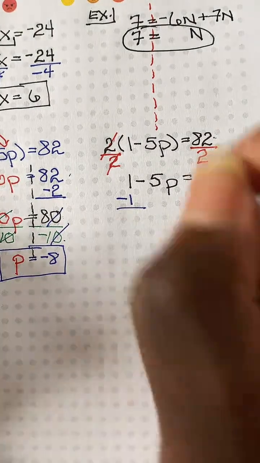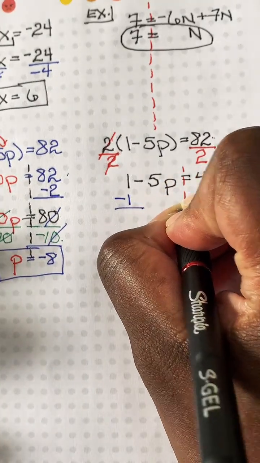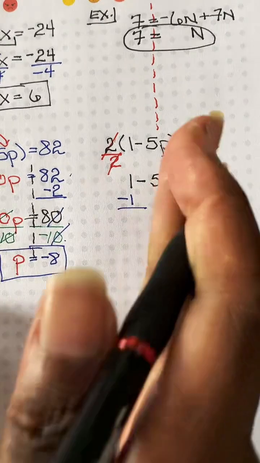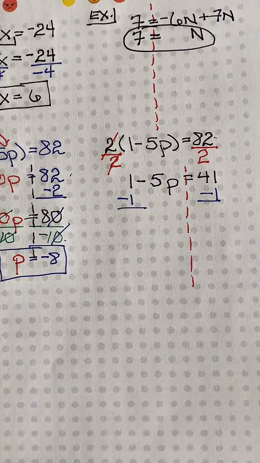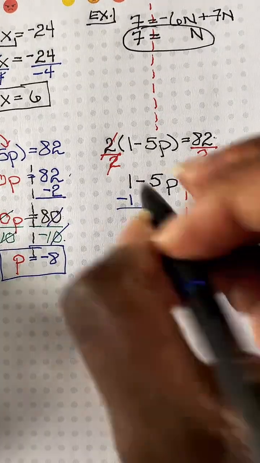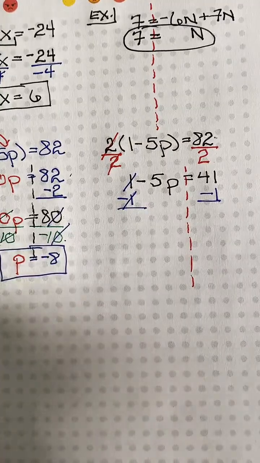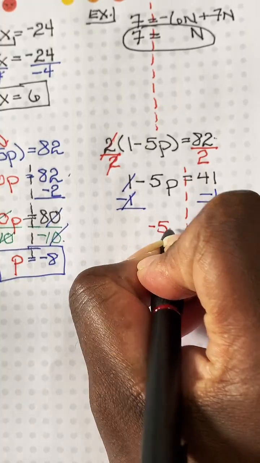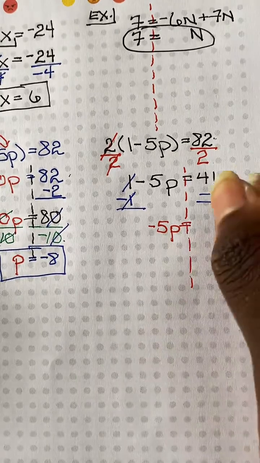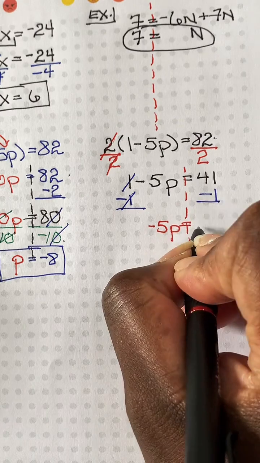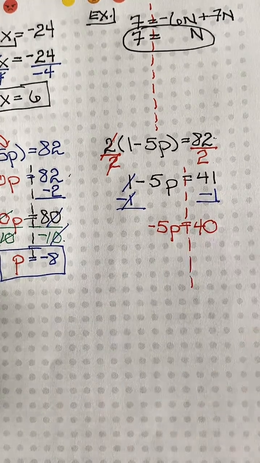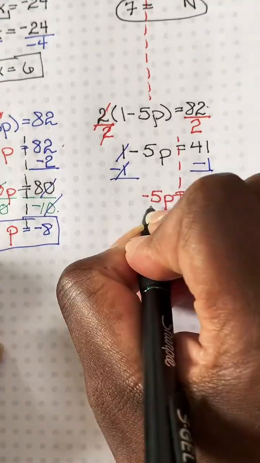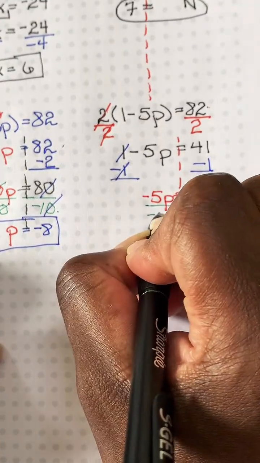And the reason why I'm talking about sides is because my equal sign is my split. It's my wall. It's how I even things out. So that means these cancel out. Now, negative 5p is equal to what? 41 minus 1 gives me 40. So now we're going to divide both sides by -5.